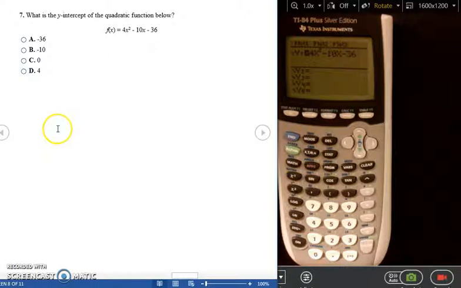This next question asks to calculate the y-intercept of the quadratic below. So since this is already in function form, I can go ahead and just type this function into y1. The only thing you need to be careful of is that you're using the minus button here and not the negative button. The calculator isn't smart enough to know that when you write it, it looks the same. You have to make sure you use the correct buttons. So I'm going to go ahead and graph it.